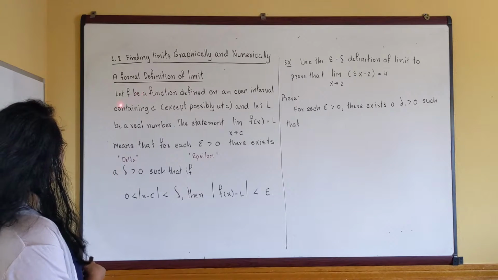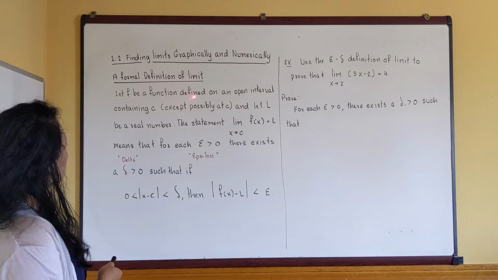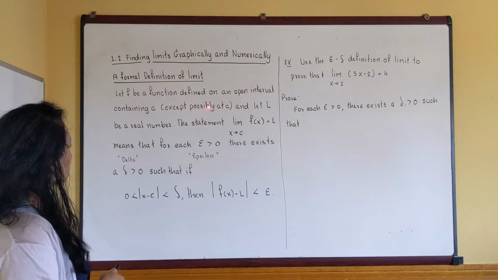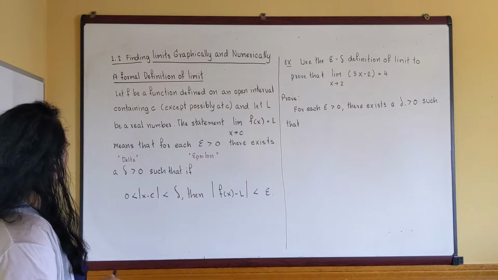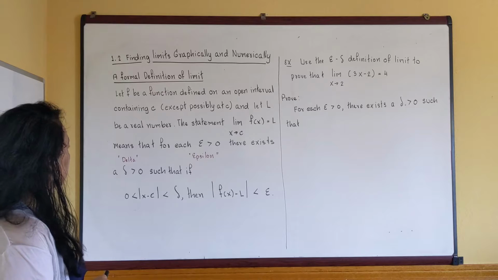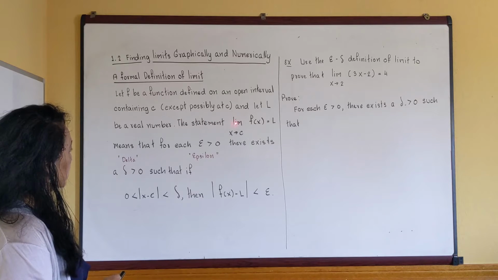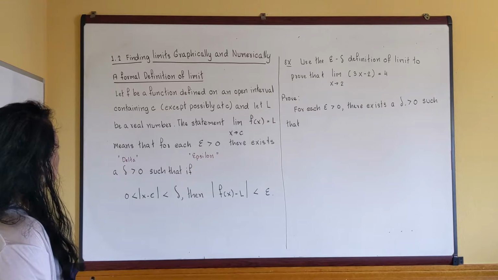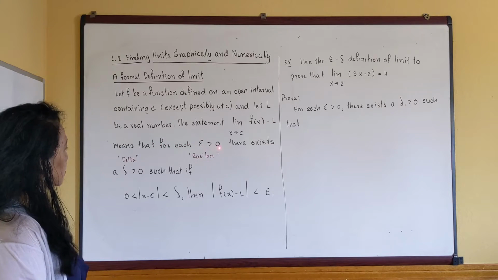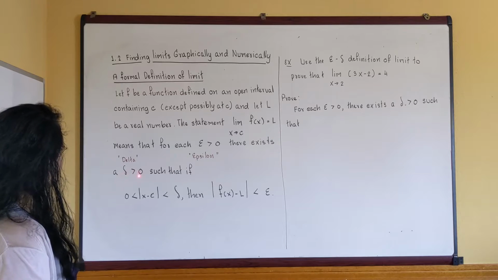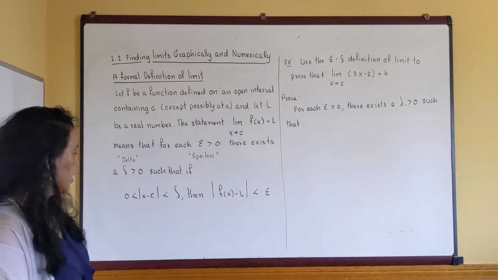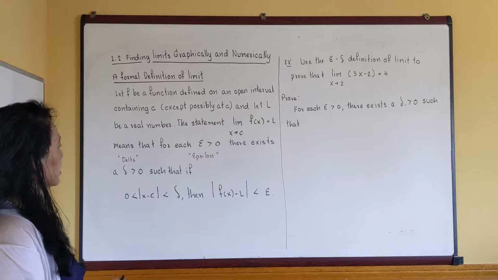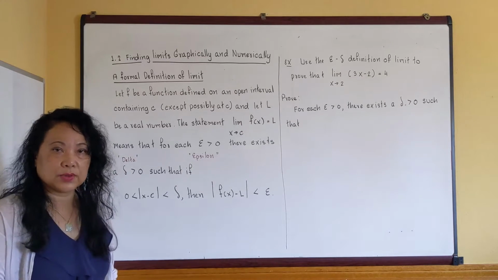So let f be a function defined on an open interval containing c, except possibly at c. And let L be a real number. The statement limit as x approaching c of f of x equals L means that for each epsilon greater than 0, there exists delta greater than 0 such that this statement here holds. So this is how you prove that the limit of a function is equal to L.